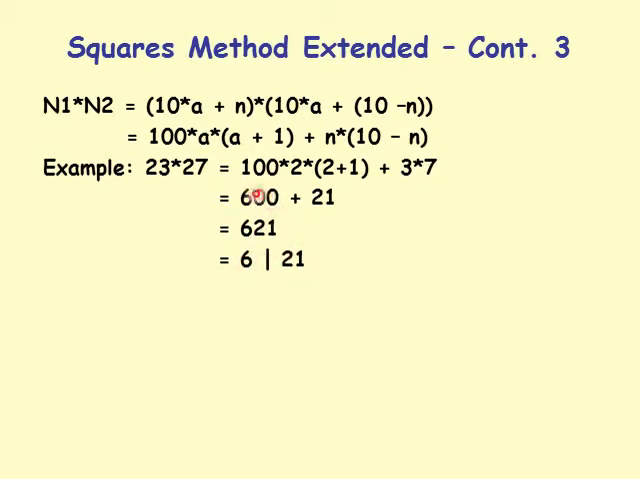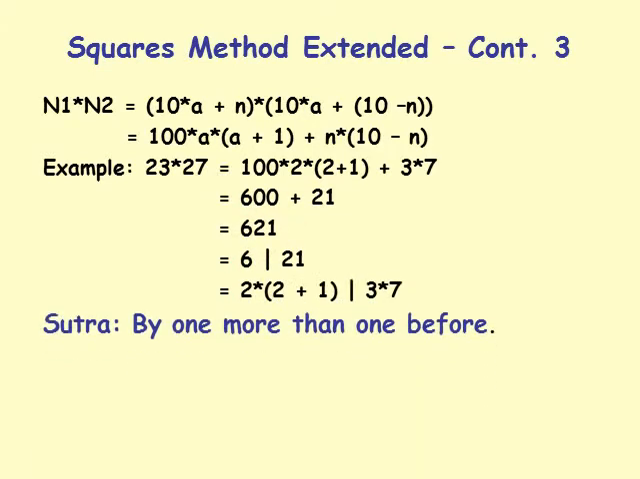We can say that instead of 600 plus 21, we can say 6 on the left and 21 on the right, as long as there are two digits on the right, and that's covered by this 100 multiplier here. So the 100 multiplier is the base here, and 6 on the left of two digits is like 600 plus 21, like we need. Let's continue. That means it is 2 times 2 plus 1 on the left and 3 times 7 on the right. This is the sutra we have been talking about: by one more than the one before.